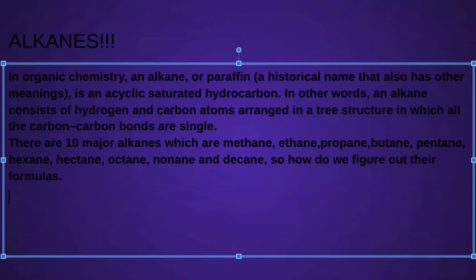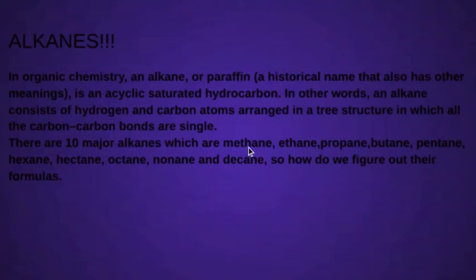Okay, so the 10 major alkanes are methane, ethane, propane, butane, pentane, hexane, heptane, octane, nonane, and decane. If you're looking for a very easy way to remember this, you have to keep in mind methane, ethane, propane, and butane. But from here, we can just say pentagon, pentane, hexagon, hexane, heptagon, heptane, octagon, octane, nonagon, nonane, and decagon, decane.